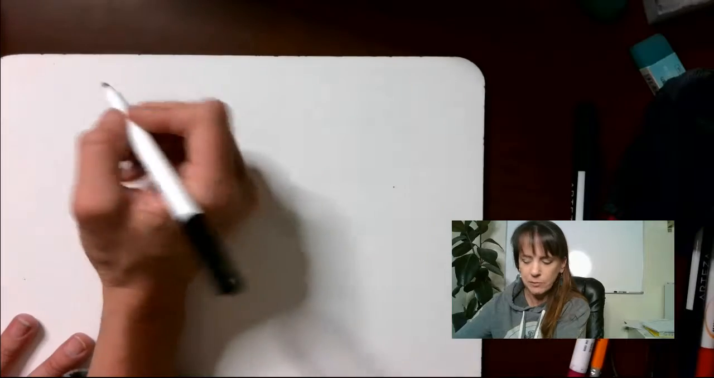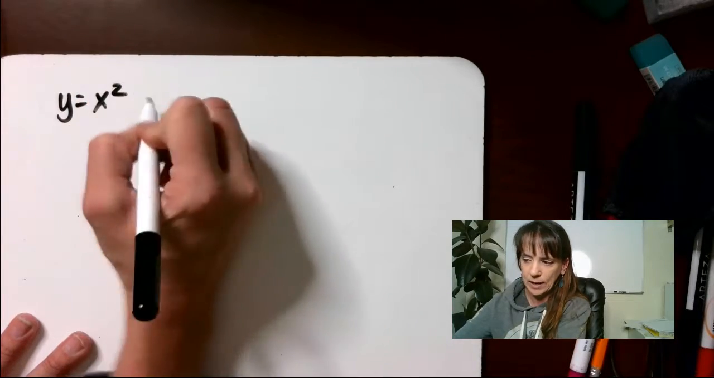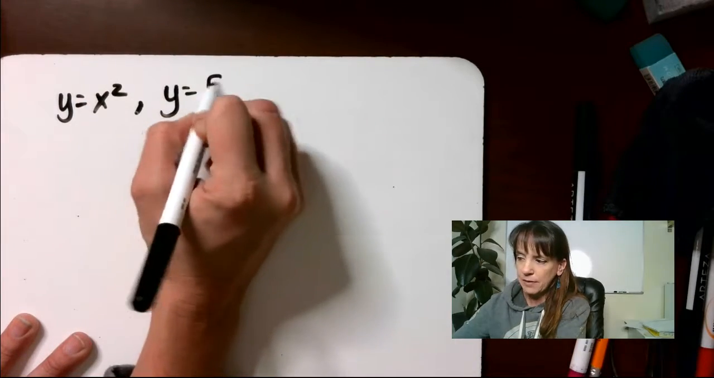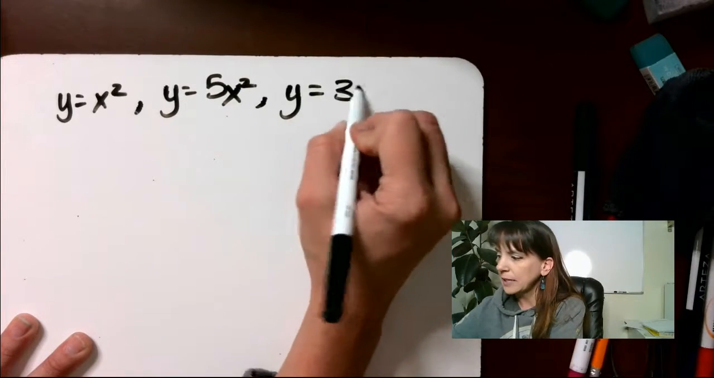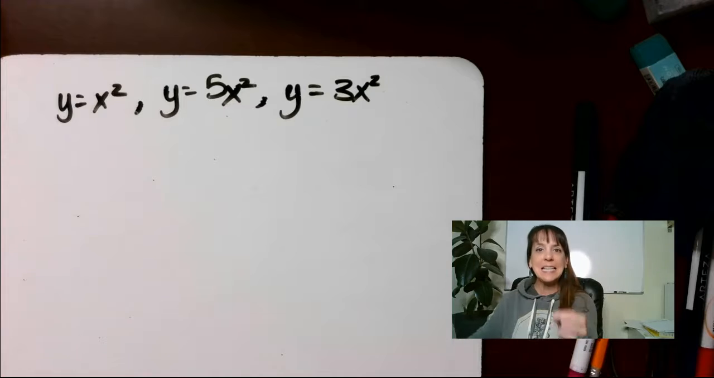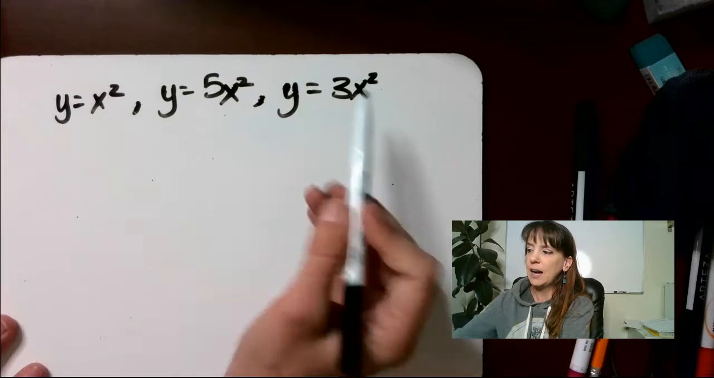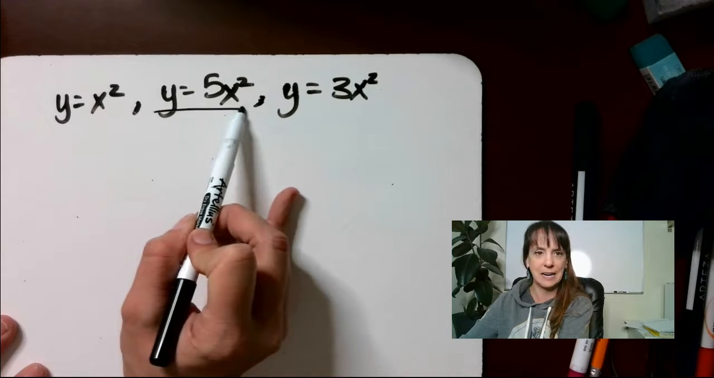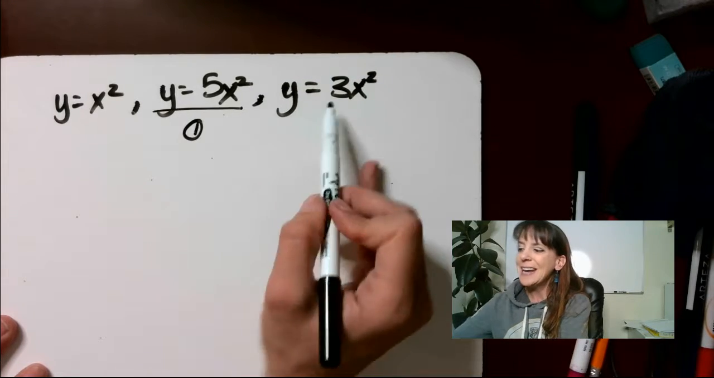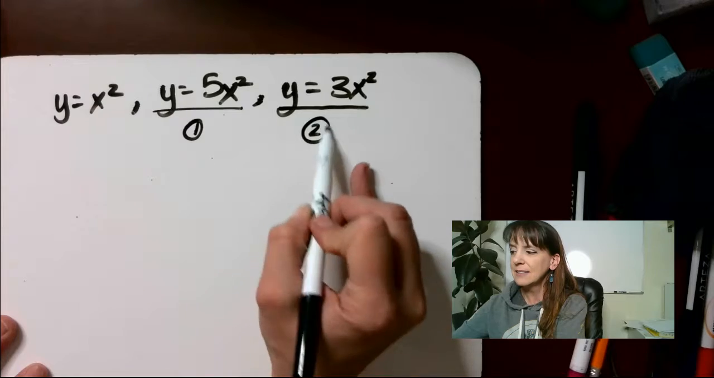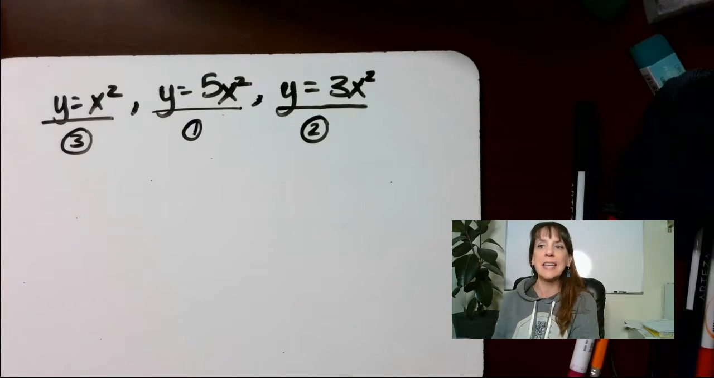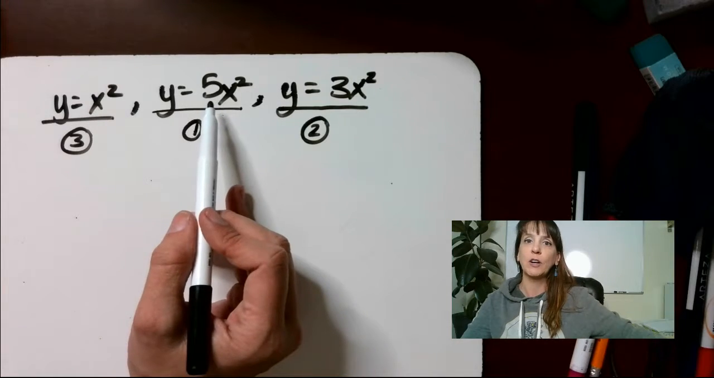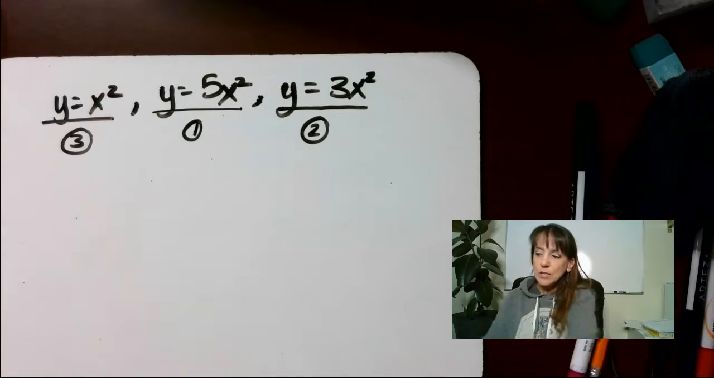For example, if we have y equals x squared, then y equals 5x squared, and then y equals 3x squared, from the skinniest to the fattest. Our skinniest one is going to be this one right here. Our next skinny one is going to be this, and our third is this one. Again, the further away from 1 we are, the skinnier it's going to be. So let's try another one.